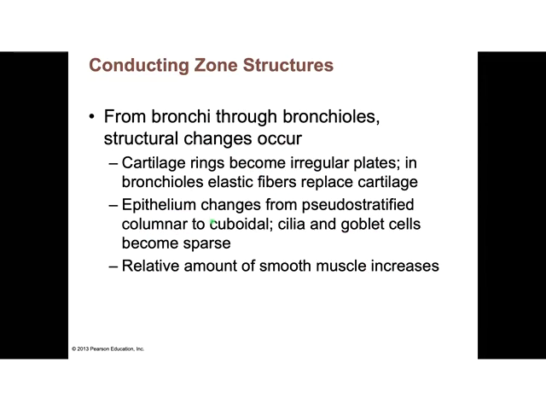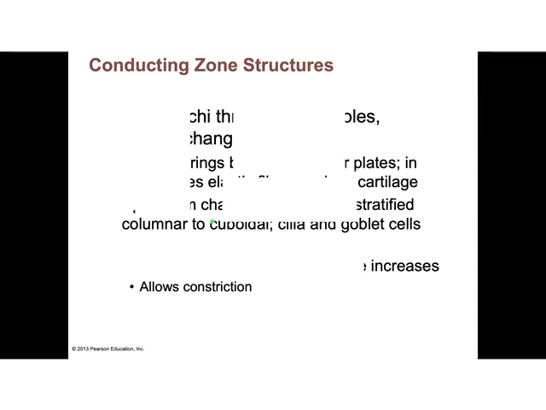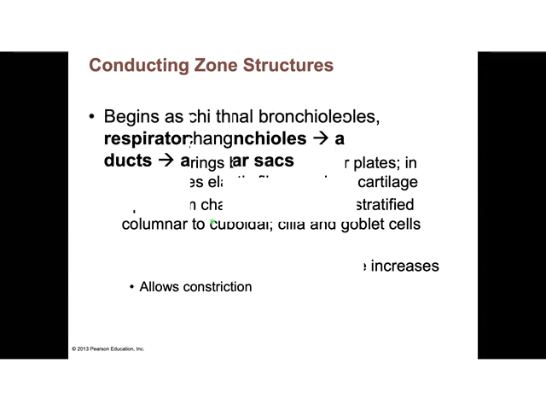So as we progress from the bronchi to the bronchioles, cartilage rings get replaced by irregular cartilage plates. In bronchioles, elastic fibers are going to replace cartilage. The epithelia changes from pseudostratified columnar to cuboidal, and the cilia and the goblet cells become less frequent, and the amounts of smooth muscle increase, and that promotes the ability to move air to regions of the lung that have the greatest perfusion of blood, okay?